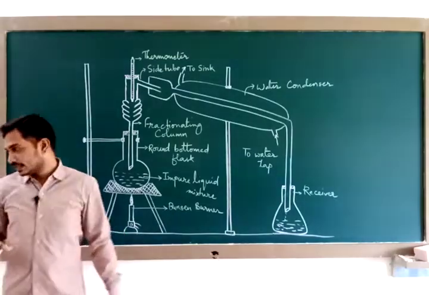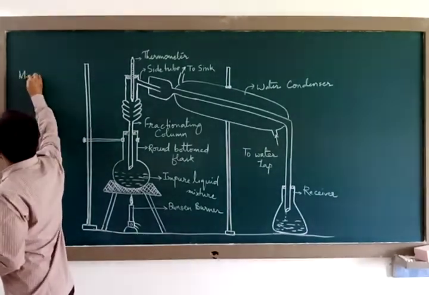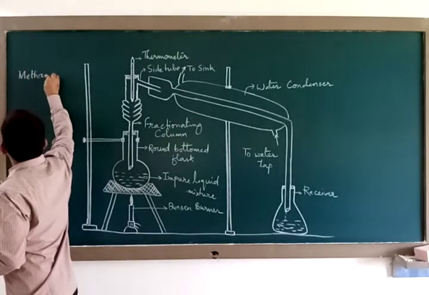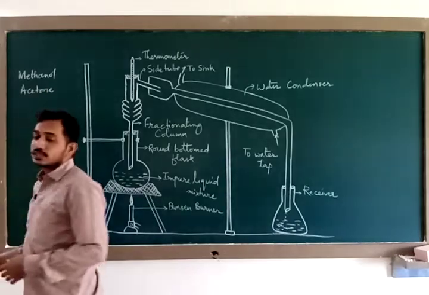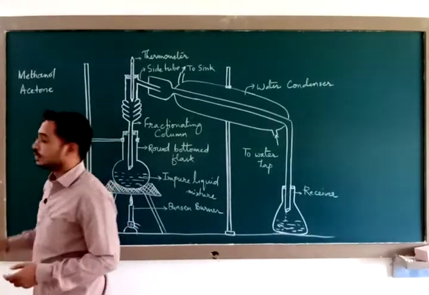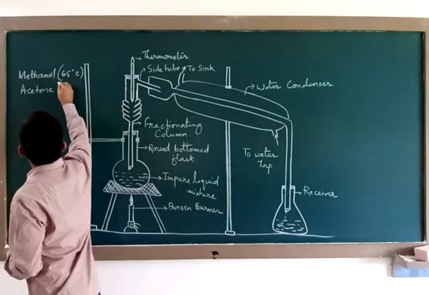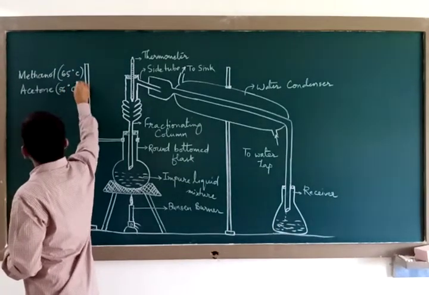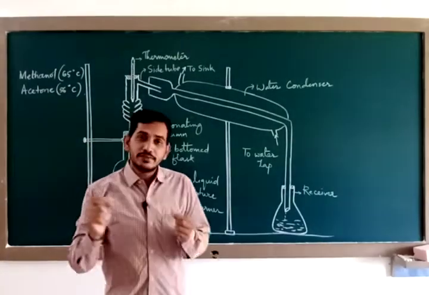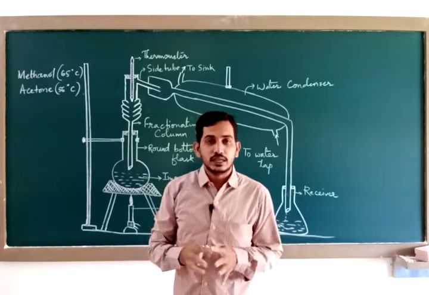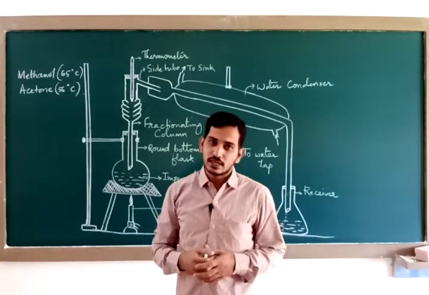Let us consider this example. You take the example of methanol and acetone. The best example to understand fractional distillation is methanol and acetone. Methanol boils at 65 degrees Celsius and acetone boils at 56 degrees Celsius. So if you have these two liquids as a mixture and you want to separate them, then they can be separated by fractional distillation.